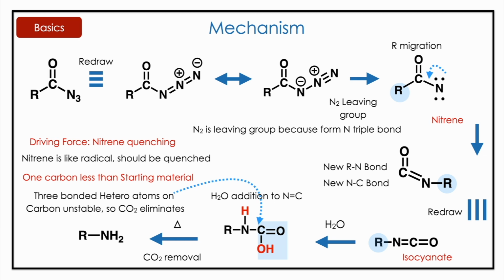To quench the nitrene, the R group migrates and forms isocyanate. Here the flow of electrons happens on the same nitrogen. One bond forms, two bonds form at the same time: one is a double bond, one is the R nitrogen bond. If you redraw it nicely, you can clearly see the isocyanate. Then if you add water, you have H and OH addition to the carbon nitrogen bond. Then there are too many heteroatoms and the carbon is unstable, so CO2 elimination occurs and you end up with amine. So you start from acyl azide and end up with amine with one carbon less. An important thing to note here is that the intermediates are nitrene as well as isocyanate.